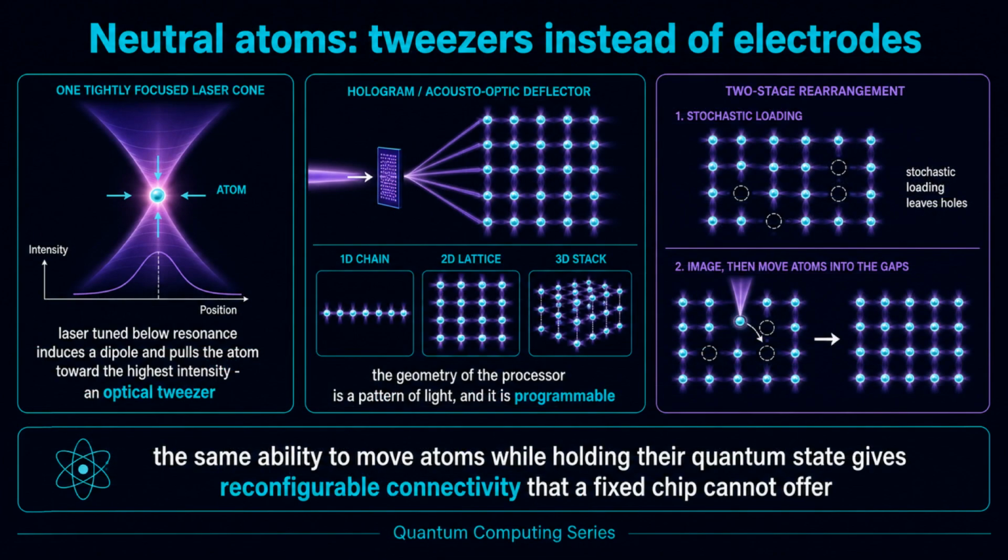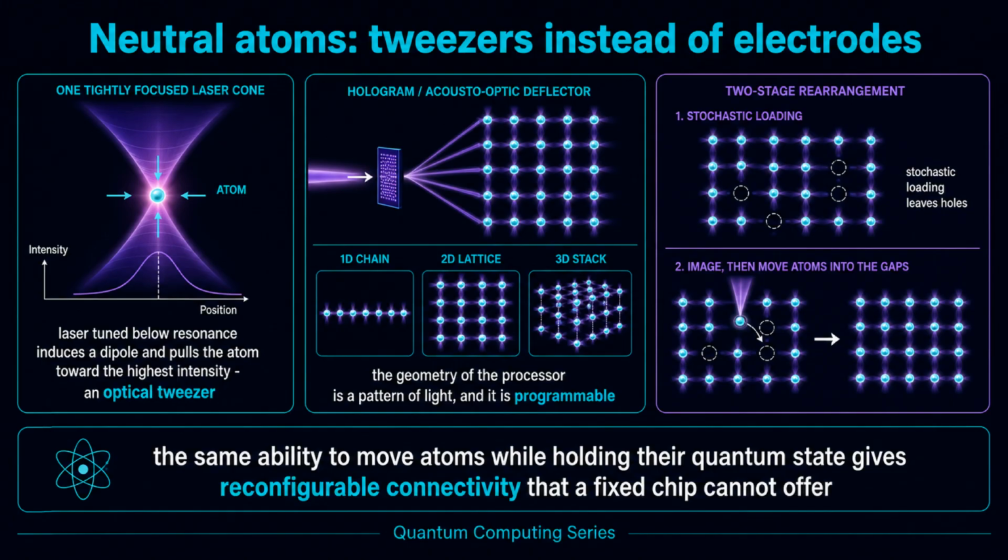Now remove the charge. A neutral atom cannot be grabbed by electric fields, but it can be grabbed by light. Focus a laser tightly and its field induces a dipole in the atom. Tuned below resonance, the force pulls the atom toward the focal spot. That is an optical tweezer, a microscopic bowl holding one atom. Split one laser into hundreds of beams and you have hundreds of traps, so the geometry of the processor is a programmable pattern of light rather than a fabricated layout.